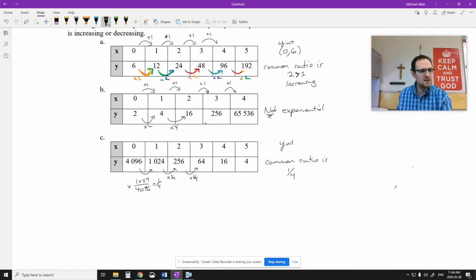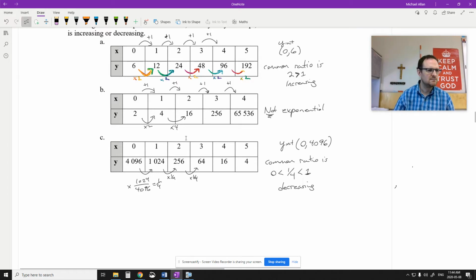My y-intercept is (0, 4,096). And is this increasing or decreasing? The numbers are getting smaller, so we're going to say it's decreasing. This number is less than 1, but still greater than 0. So that's very key.